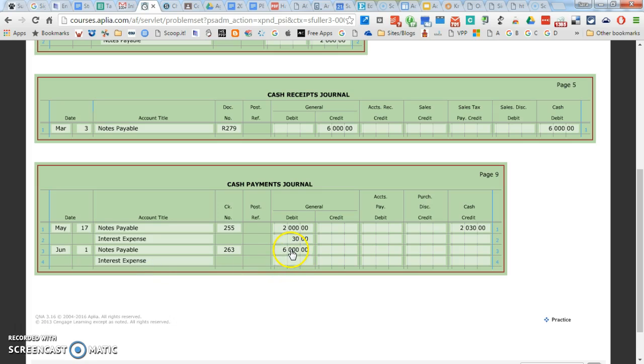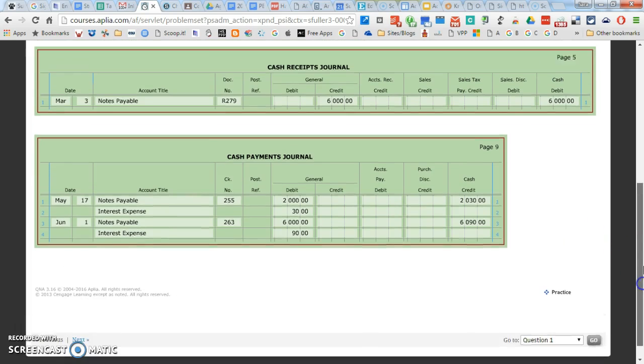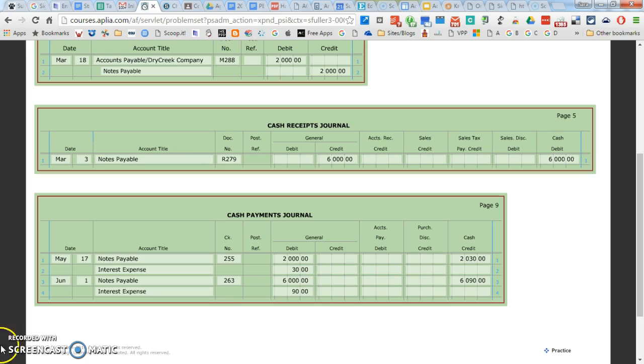So we're taking $6,000 times 6% times 90 divided by 360. And so for our interest, we get $90. And that means our cash credit would be $6,090. Okay, so you can go ahead and work on your own as well as the application.